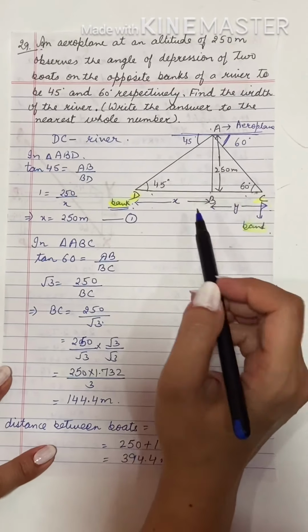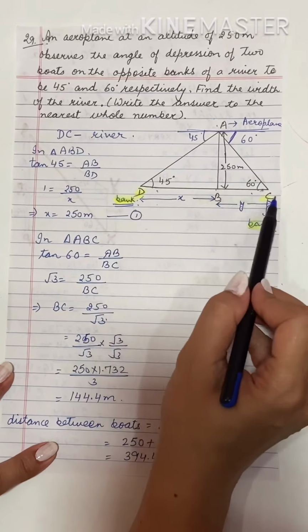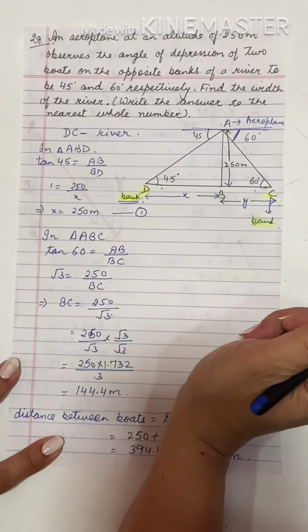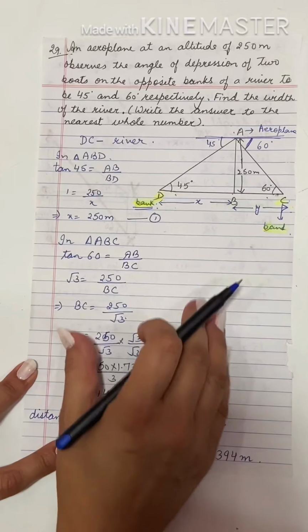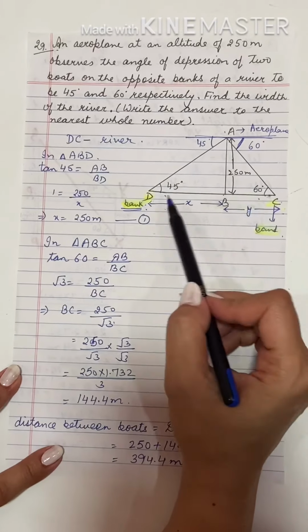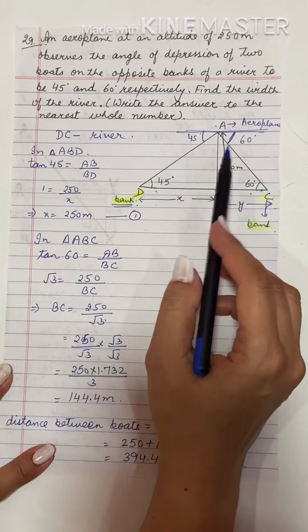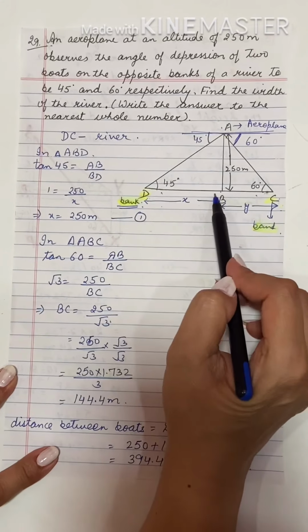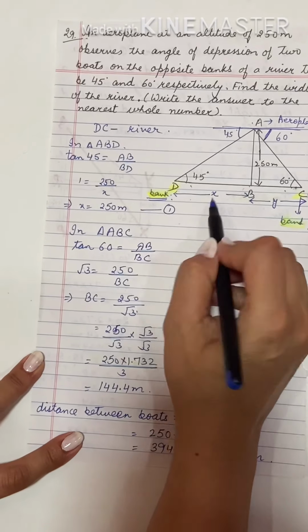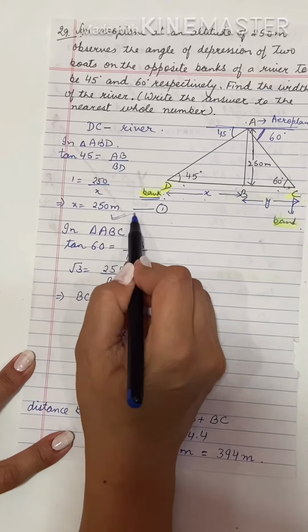You have to find the width of the river. Width of the river will be DC. Right, that is the distance between the two banks we are having. Now the calculation of the question is similar to the previous one, in which we had the case when they are on the opposite side. So first we are taking triangle ABD, tangent 45 is perpendicular upon base. So this x comes out to be 250, right?